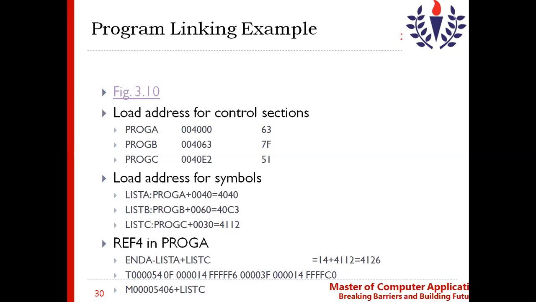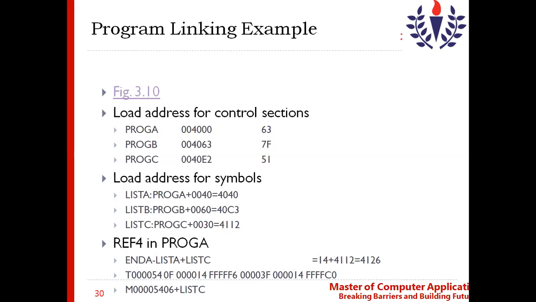Now, in the modification record, if you look at the slide, it shows the modification record for this particular label, the object code which needs modification. The modification record is 000005406 plus list C. So if you know the actual value of list C, what is to be done? With the existing object code, the value of list C needs to be added, and then we will get the actual object code. So list C has to be added to the existing one. This modification has to take place.